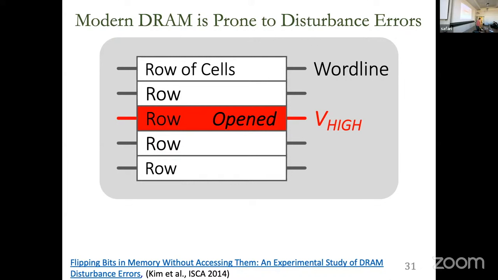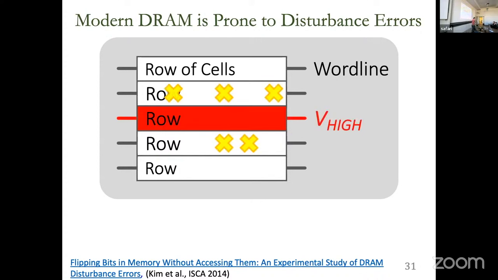Now, if you want to access some other row, you precharge that row, meaning you apply low voltage to the word line and there's some other circuitry that kicks in to prepare the array for the next access, essentially. This is called precharge. Now, if you keep doing this repeatedly, activate, precharge, activate, precharge, activate, precharge, normally, nothing should happen, right?